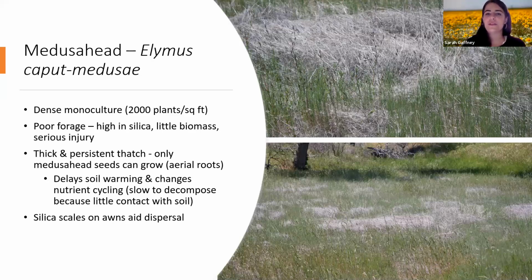And it also just produces very little biomass in general. So even without the silica, it wouldn't really be good forage for the cattle on the rangelands. And then it also causes some serious injury to the cattle because they can become so hard and brittle.